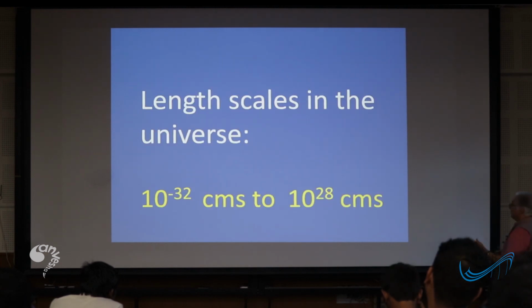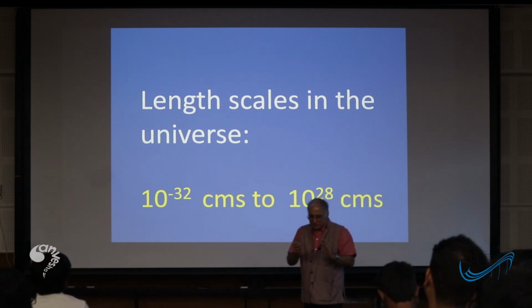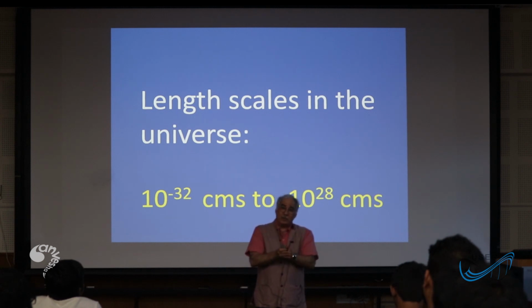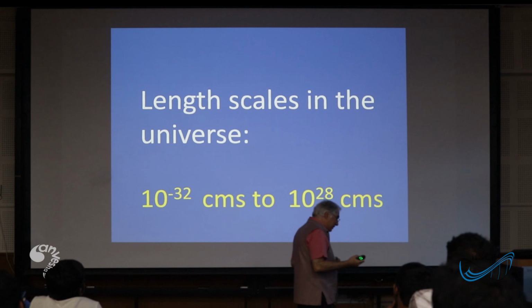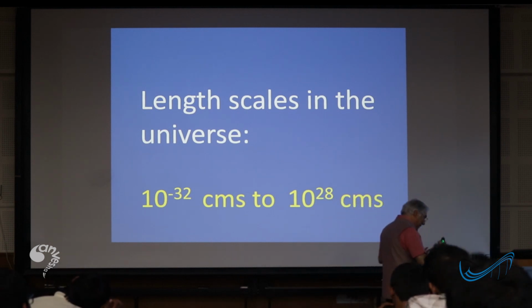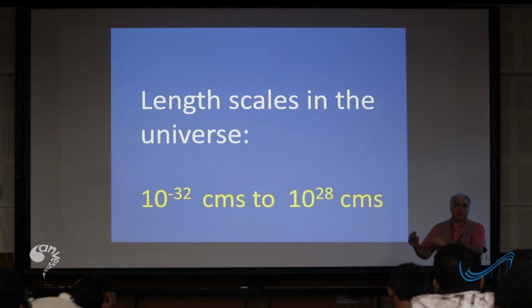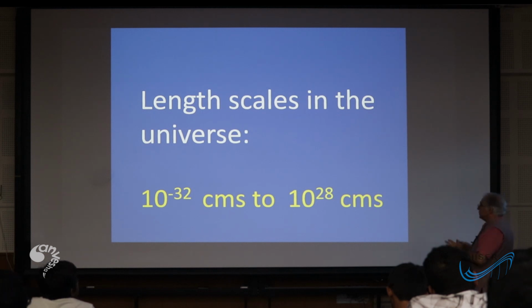All right, so now let's change the pace of the chapter. What do I want to tell you now? I've given you a little rundown on the development of classical mechanics, with the intervention of Maxwell and Faraday, all the way to Einstein's general theory of relativity. Now let us look at some physics issues. Let's look at length scales in the universe.